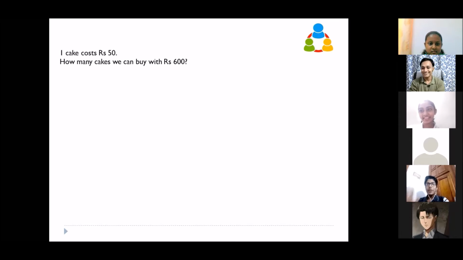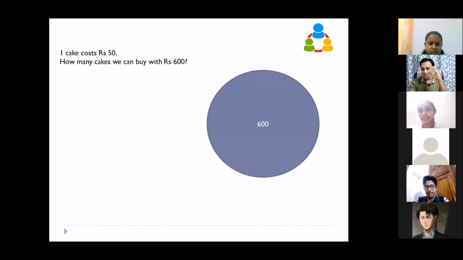Okay, so we must divide. Why? Sir, to distribute the value. See what are we telling? We have 600 rupees. We want to distribute this 600 into 50s and see how many 50s are there in 600.